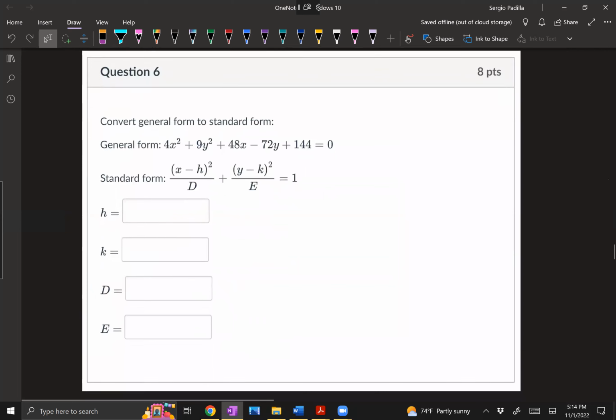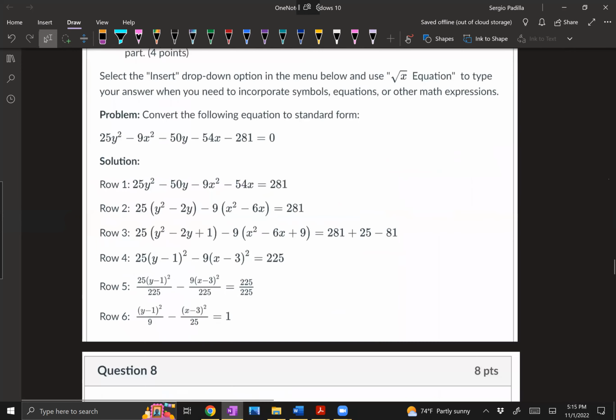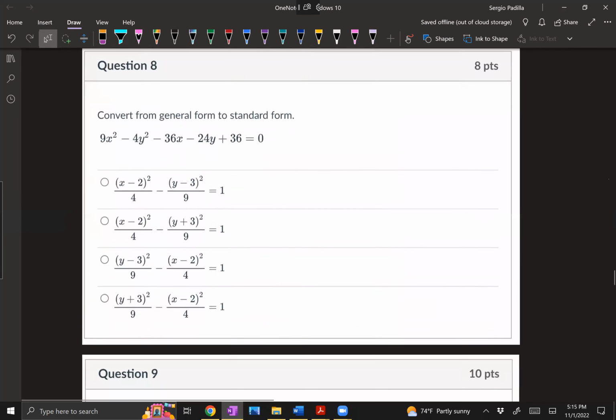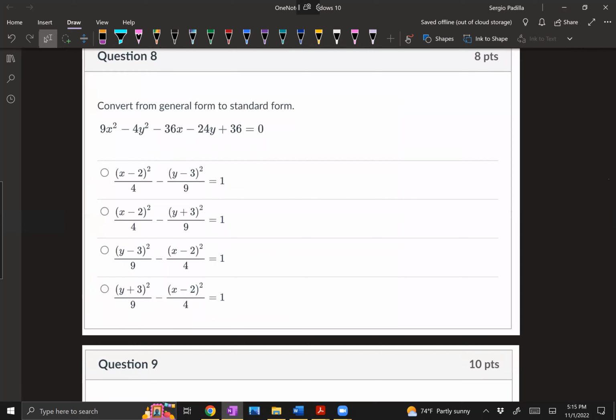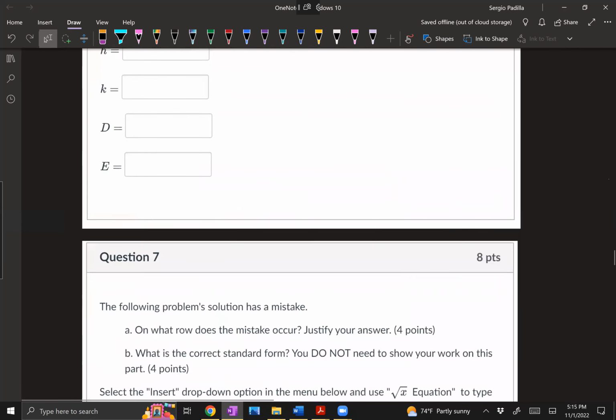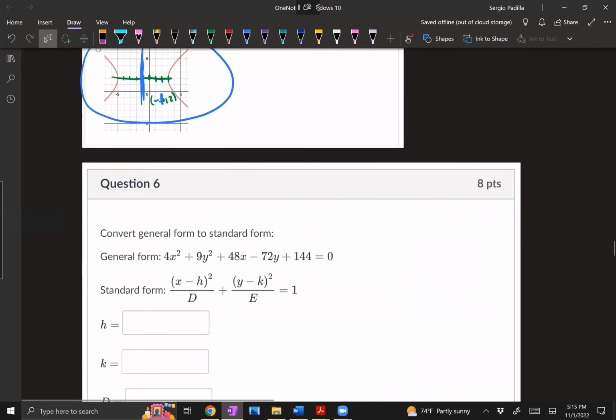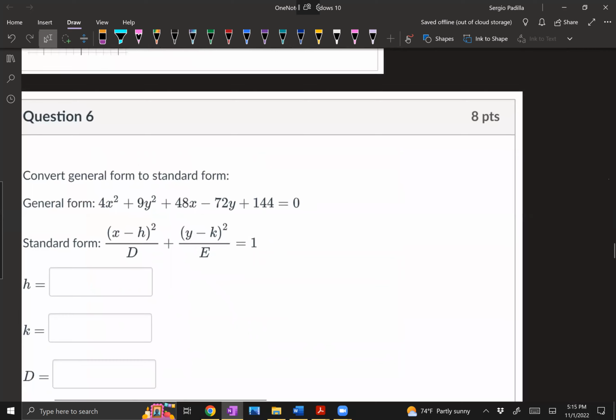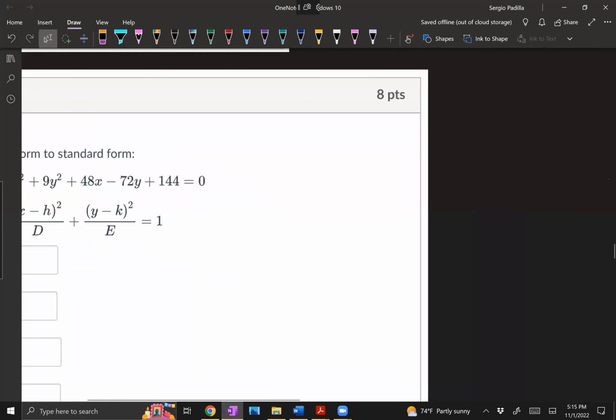Another type of question I would expect to see is one like this, converting from general form to standard form. There's a few of these on here. I'm not going to go through all of them, but I do want to pick one to go through to just remind everybody of the process of doing this. It's really all about completing the square. All right, so I'm going to go ahead and write this one out for us here.